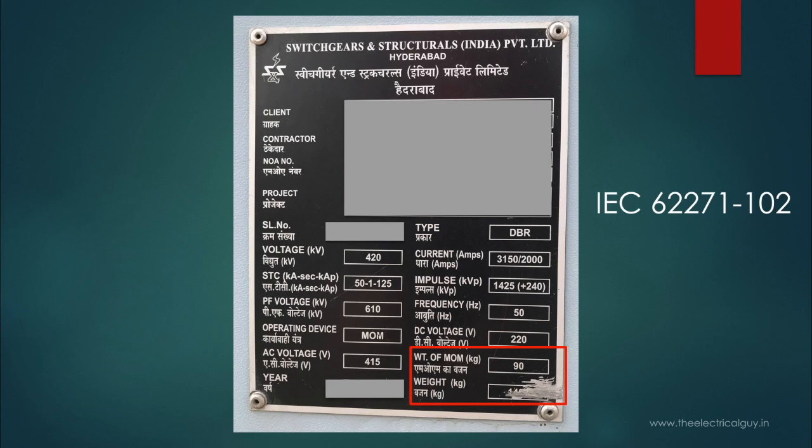Now one thing the manufacturer has missed here, the IEC standard. So it is mandatory to mention the standard as per which the disconnector is manufactured. So it is not mentioned here, but for your information you can note it down. It is IEC 62271-102. So this is the IEC standard for air insulated disconnecting switches.